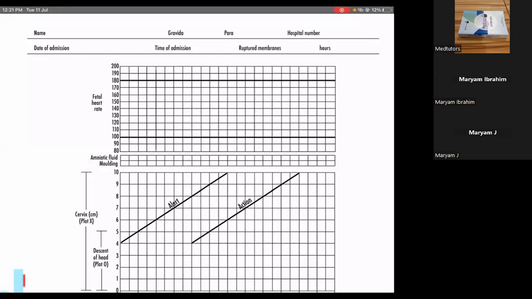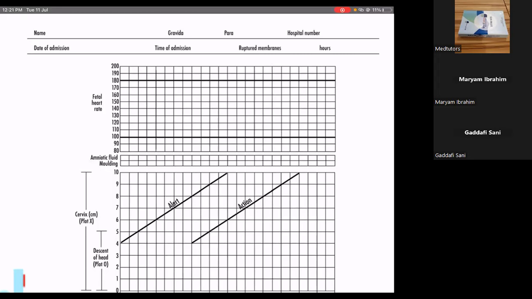So for example, looking at this Partograph, let's plot this one and see how it goes. I have an example here with me that says Mrs. AB, a 25-year-old gravida 2 para 1, whose hospital number is 321456, presented to the labor ward.